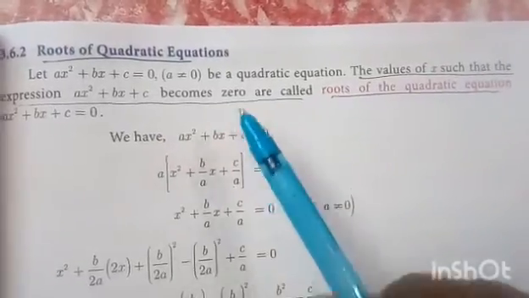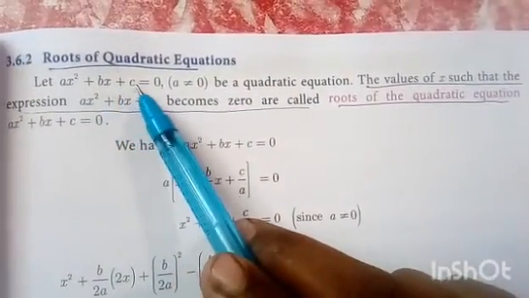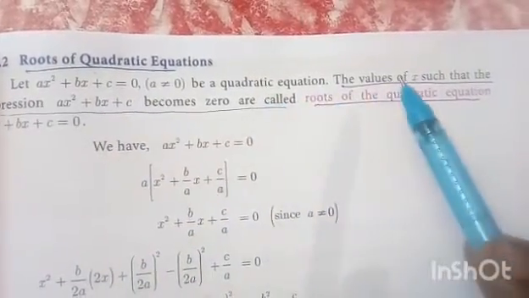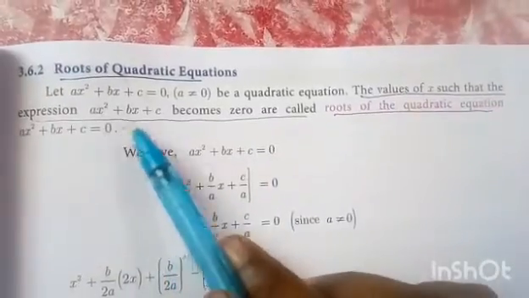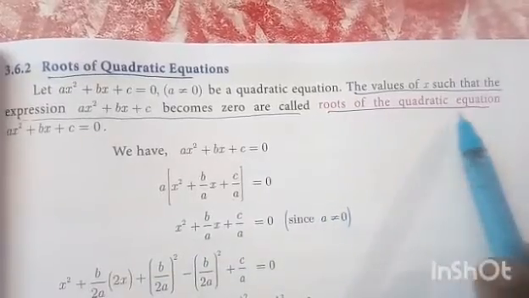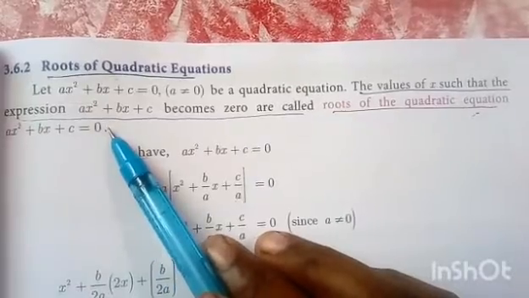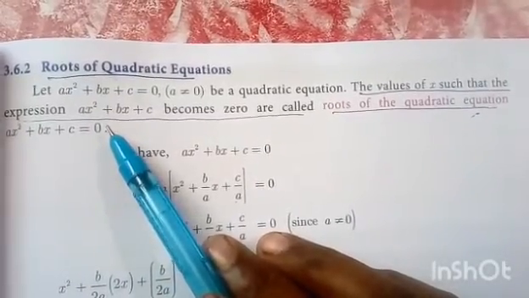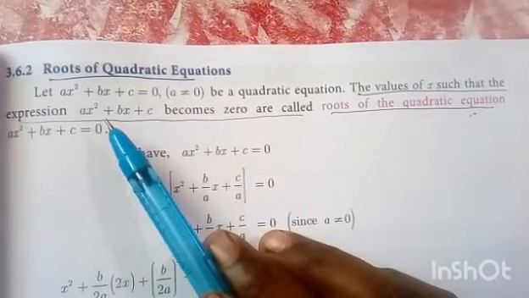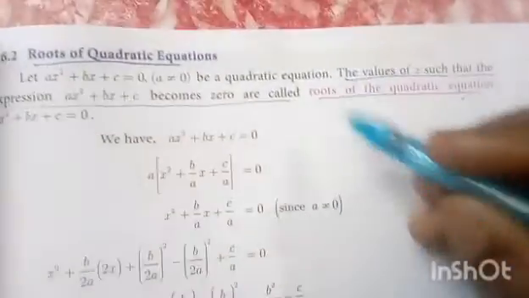Students, next, roots of a quadratic equation. For the quadratic equation ax square plus bx plus c equal to 0, the values of x such that the expression ax square plus bx plus c becomes 0 are called roots of the quadratic equation ax square plus bx plus c equal to 0. So whatever value we substitute for x to get 0 is called a root of the quadratic equation. Okay, generally you learned this in 9th standard.